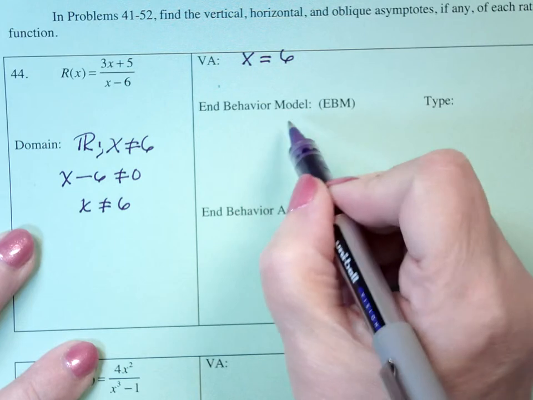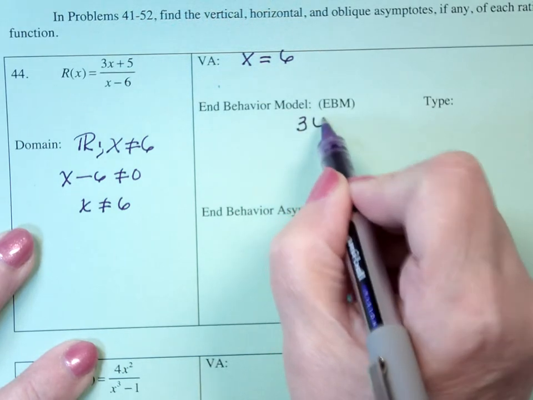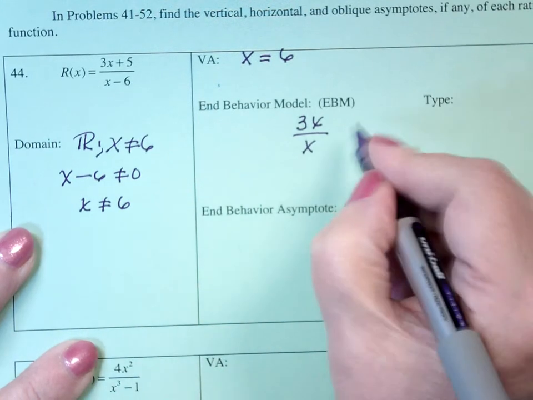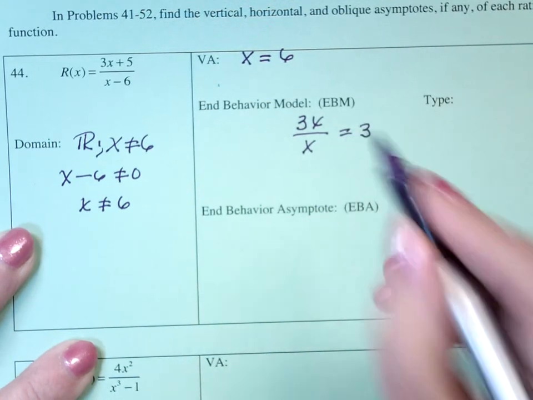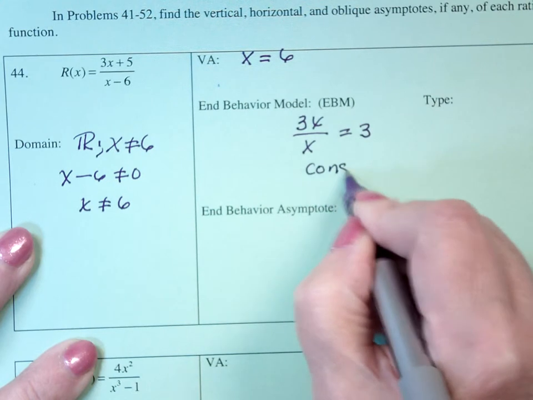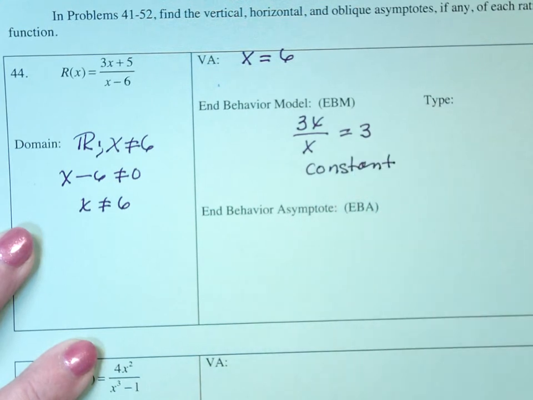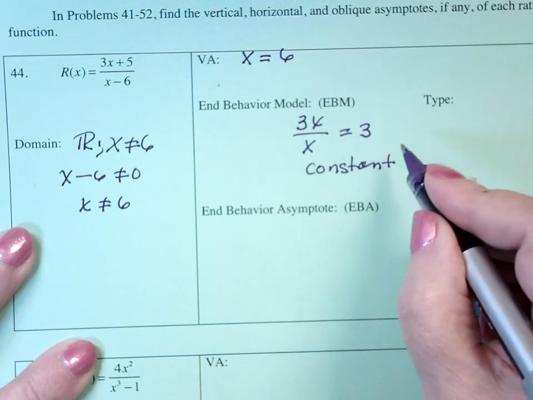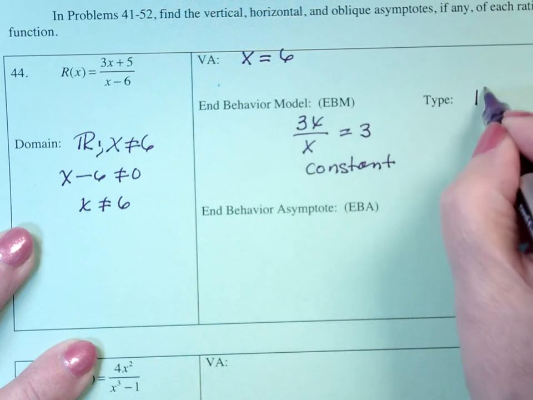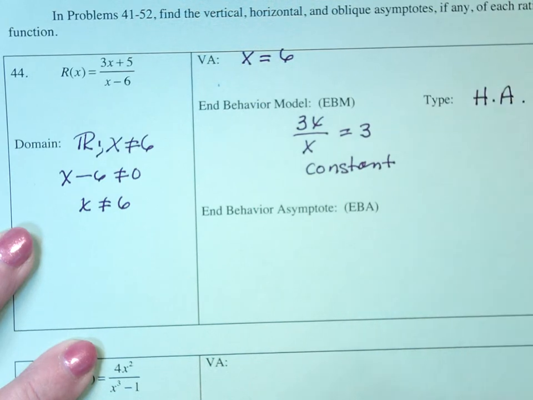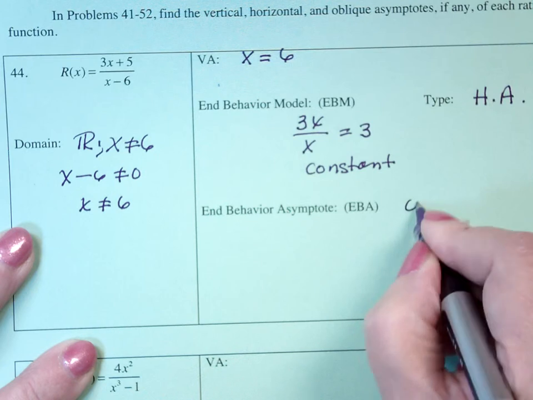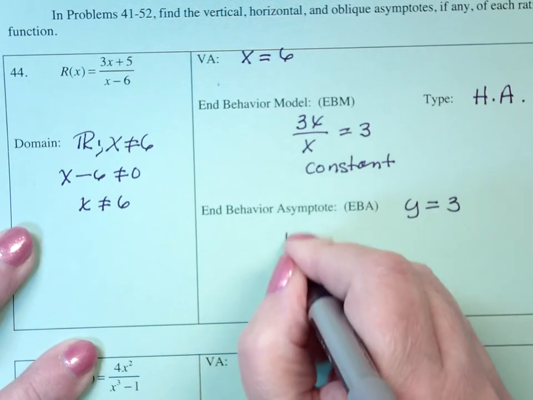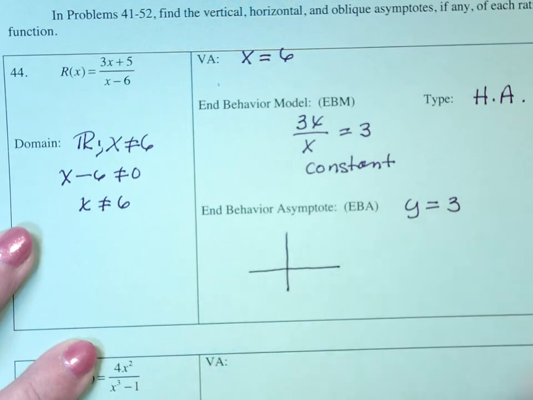So the end behavior model is the quotient of the highest powers. That's 3x over x, which is 3. This is a constant, degree 0. It is a number. When I come out with a number, that is the asymptote. I have an HA because it's a constant. And what is the asymptote? It's y equals 3.